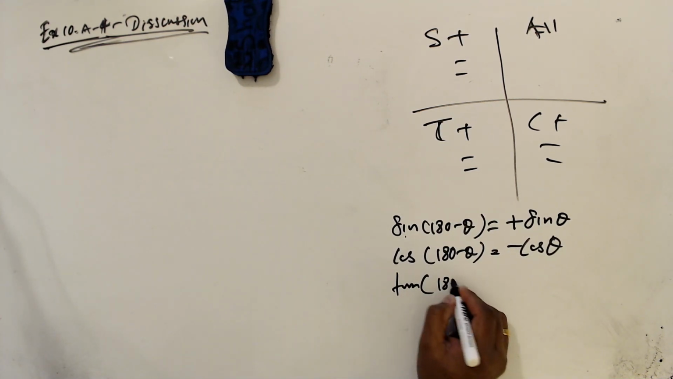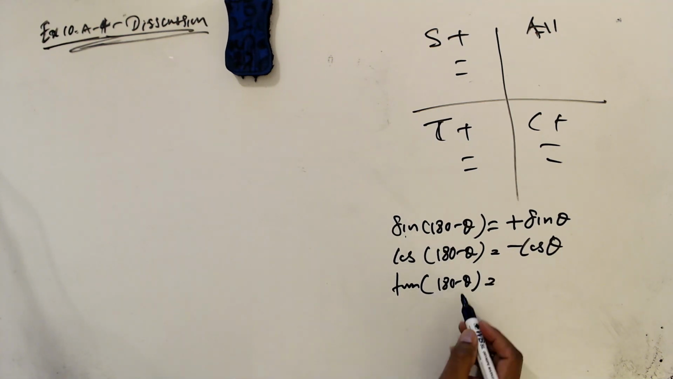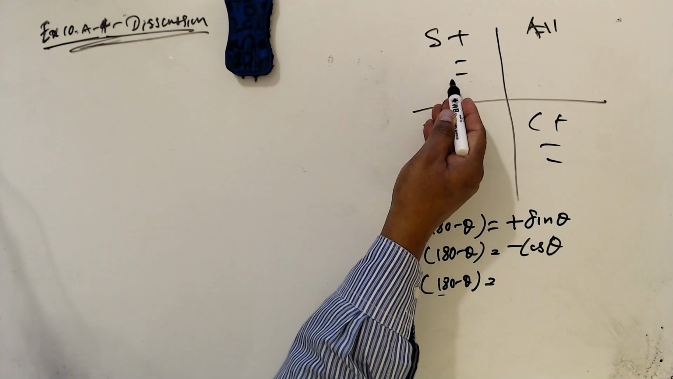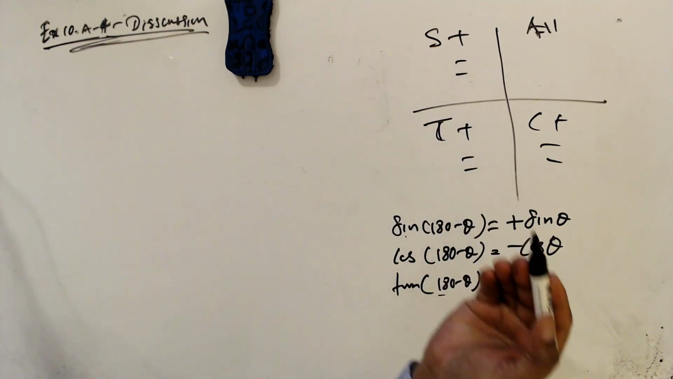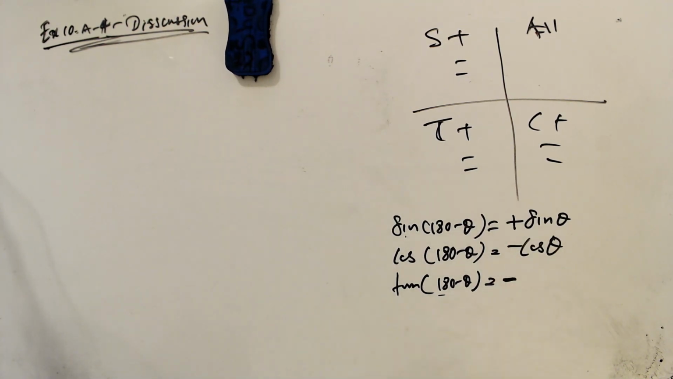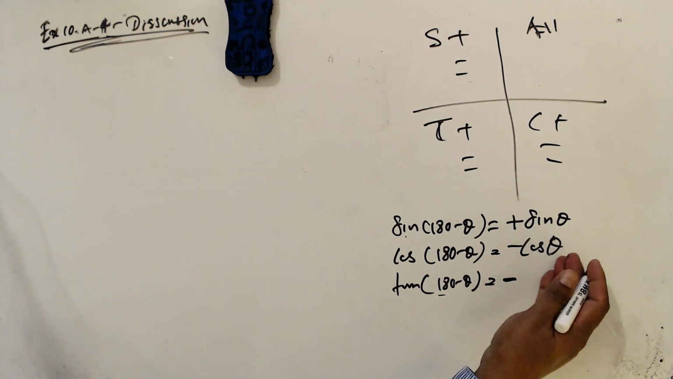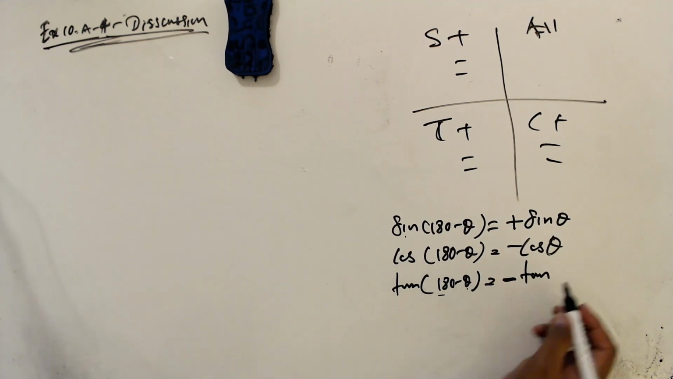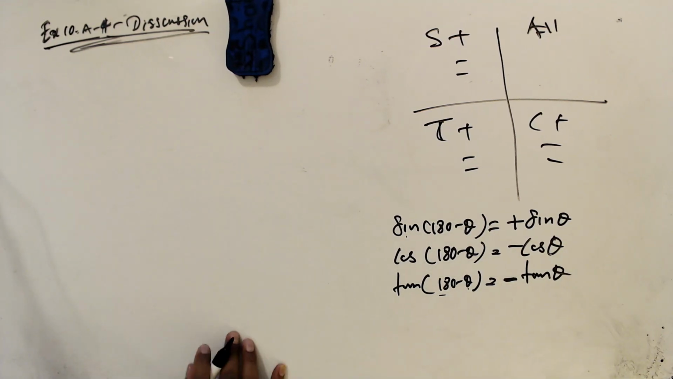Tan 180 minus theta. So 180 minus theta is in which quadrant? Second quadrant. In the second quadrant, what is the tan sign? It is negative. So we are clear with the symbol now, the sign direction. Now the size. We write the same ratio tan and with this one.